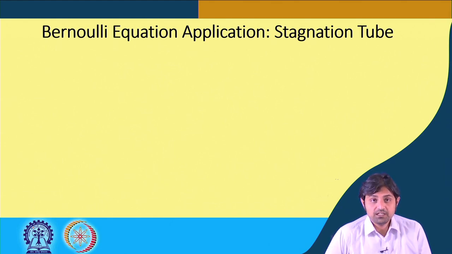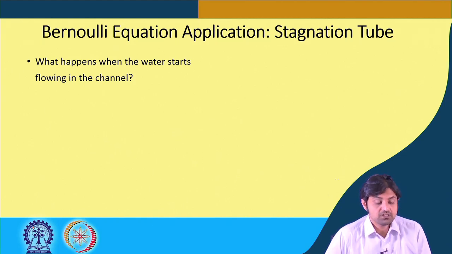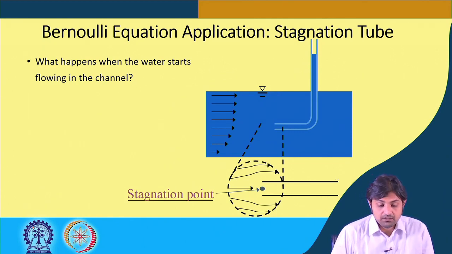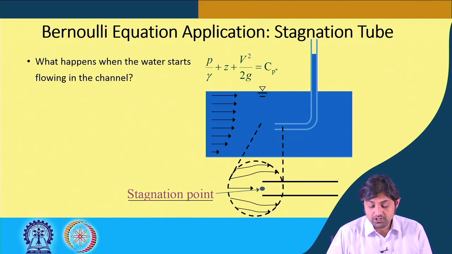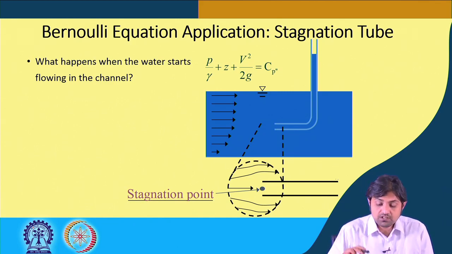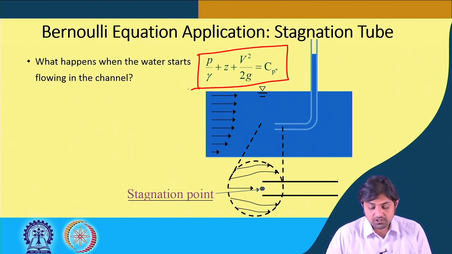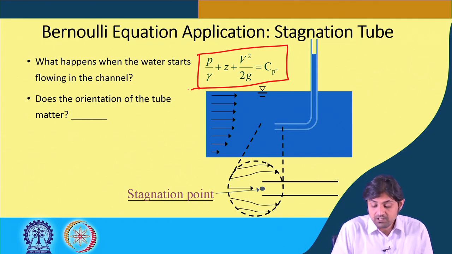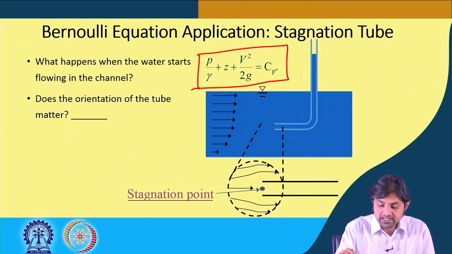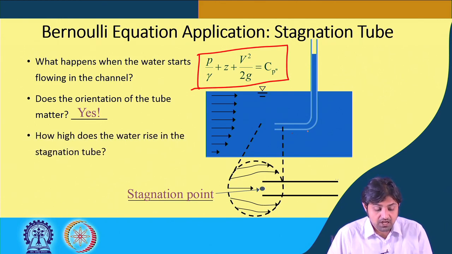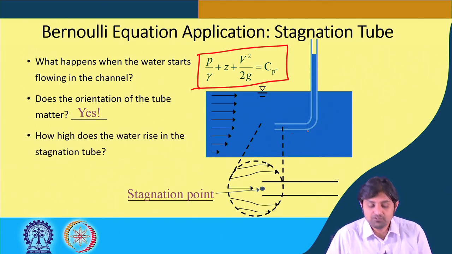So one of the other applications of Bernoulli's equation is the stagnation tube. What happens when the water starts flowing in the channel? For example, this. The equation along the streamline, Bernoulli's equation, can be given as P by gamma plus Z plus V square by 2g is equal to constant. Here the orientation of the tube is like this, but does the orientation of the tube matter? Yes, because it can change the value of Z. How high does the water rise in the stagnation tube? That we have to calculate.